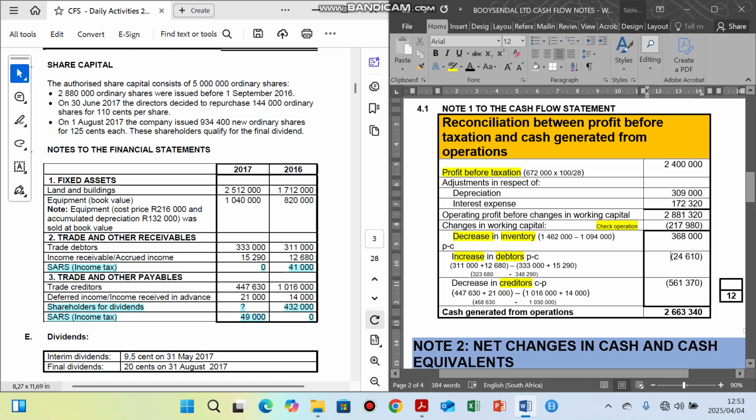Then therefore you say 2,881,220 minus 217,980. It will give you the amount which is cash generated from operations, which will be transferred to the cash flow statement as it is.